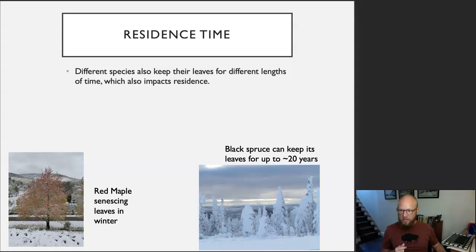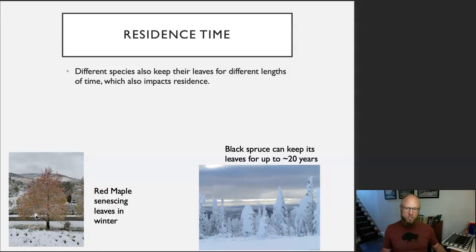Okay, and then lastly with nutrients is the residence time. So again, we've got how long does an individual atom of nitrogen stay in a plant and get reused. One of the easiest ways to think about this is to think about evergreen versus deciduous trees. So leaves are staying on the tree for really different periods of time. The picture on the right shows some black spruce up in Alaska. These trees can keep their leaves for up to somewhere around 20 years. So one needle will stay on that tree for 20 years, and so the nitrogen in there keeps getting used over and over again for many, many growing seasons.